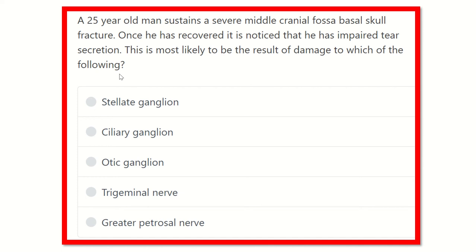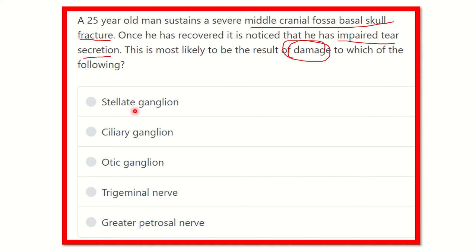So after careful reading, we have to find out the key points of the question. Here, a 25 year old man sustained a severe middle cranial fossa basal skull fracture. Once he has recovered, it is noticed that he has impaired tear secretion. So which organ or which part is damaged for this tear secretion to be impaired? For this, first of all we have to see the tear pathway, or mechanism of tear.